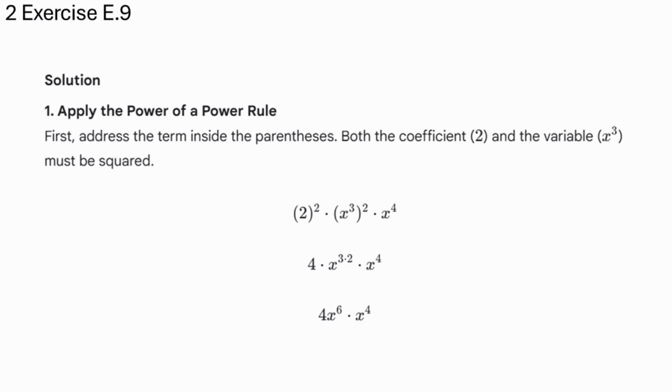That means we square the 2 and we square the x cubed. 2 squared is 4. For the x term, when you have a power raised to another power, you multiply the exponents. 3 times 2 gives us 6.